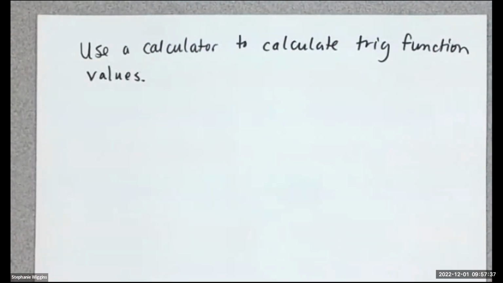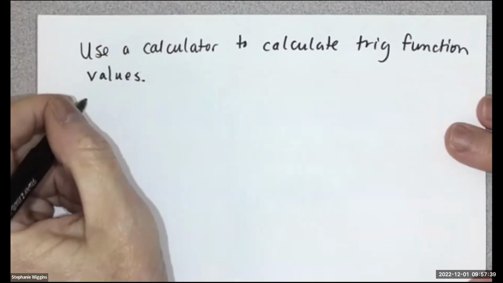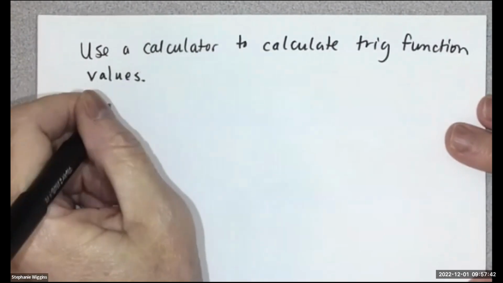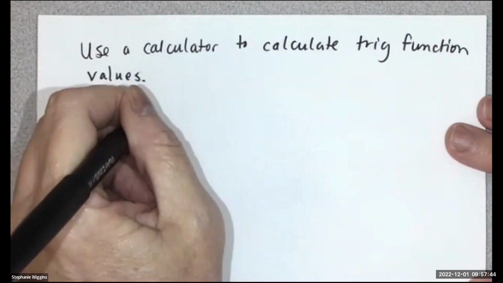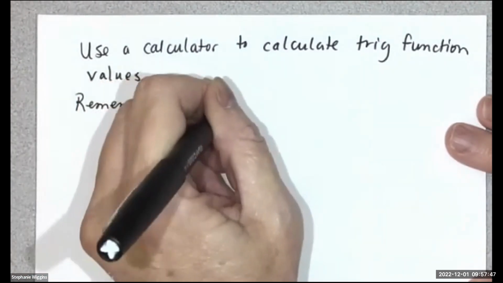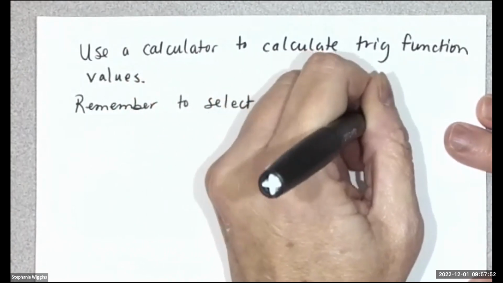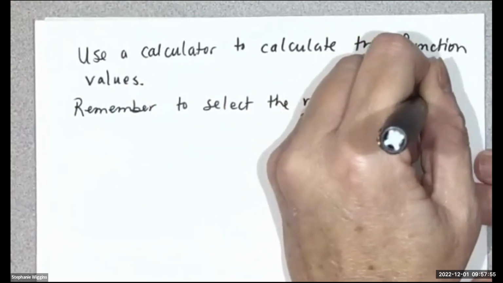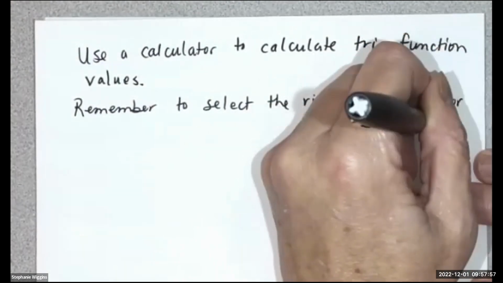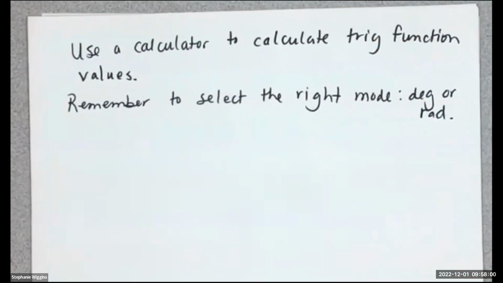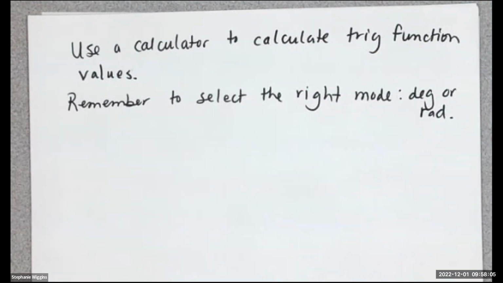Okay, just be careful with the calculator. You want to remember to put it in degrees or radians. So select the right mode, which is degrees or radians. Be careful about that, because whenever you have a problem that asks you to use your calculator, you think, oh, wow, great, this is easy. But there are some things you've got to pay attention to, so don't forget that.